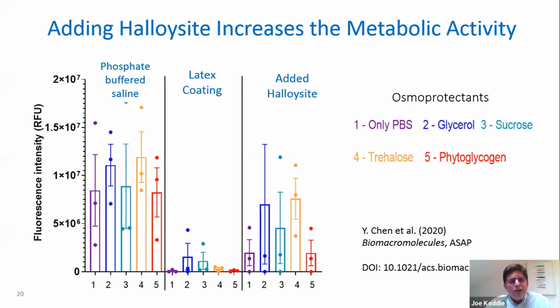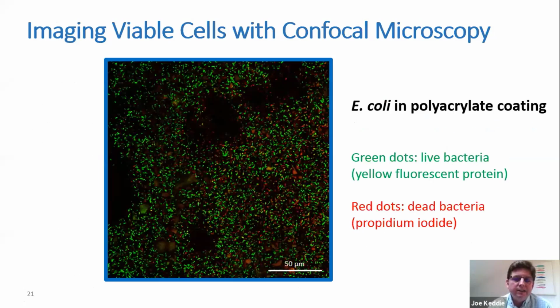Now I'm showing you the fluorescence from the resazurin assay. When we add halloysite, we get much better fluorescence for all the osmoprotectants, and it's similar to what we would see if we just dried it in the medium and rehydrated it with the saline solution. So that really did show that with the added permeability, we could keep increasing the metabolic activity.